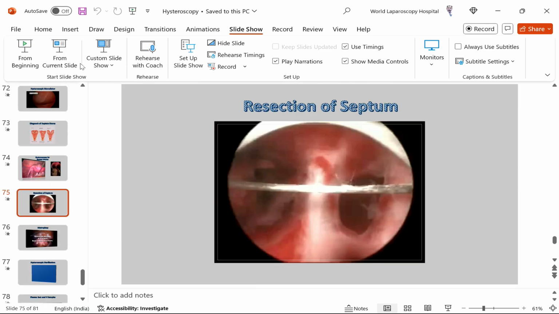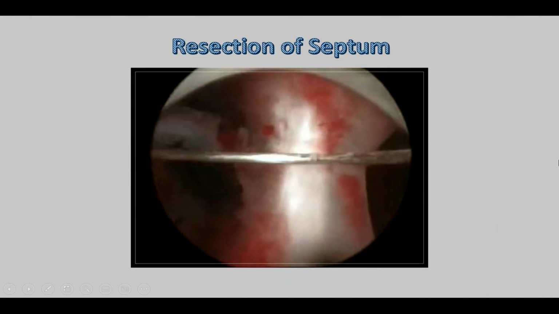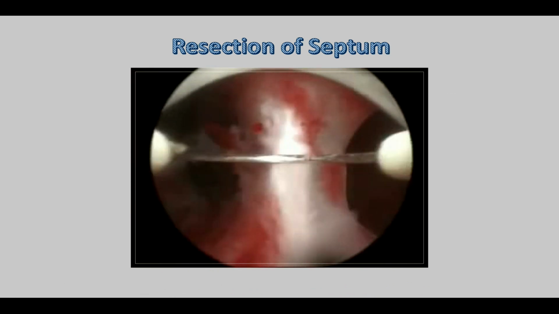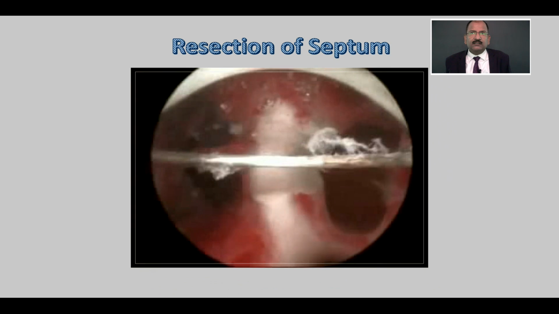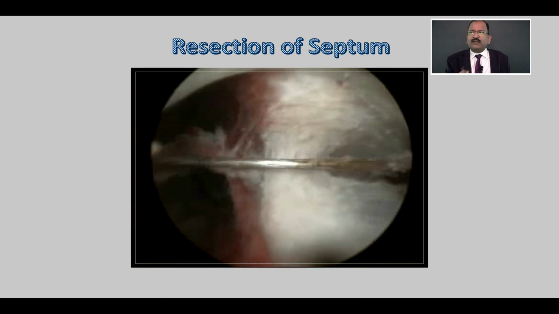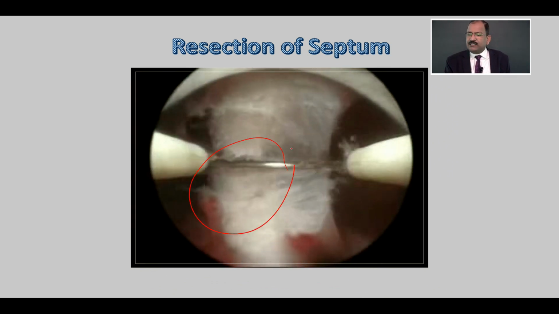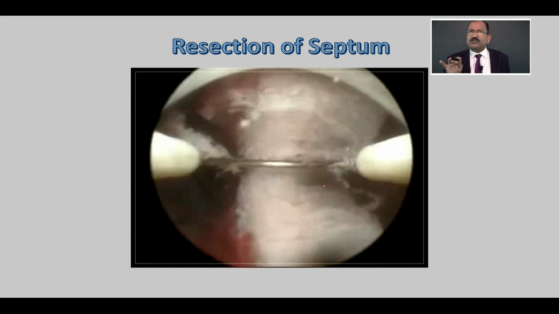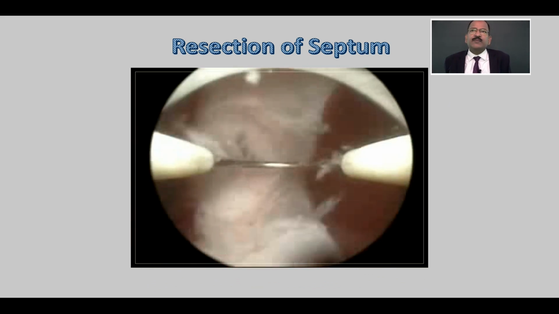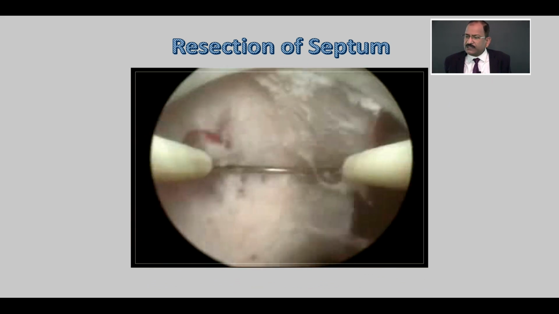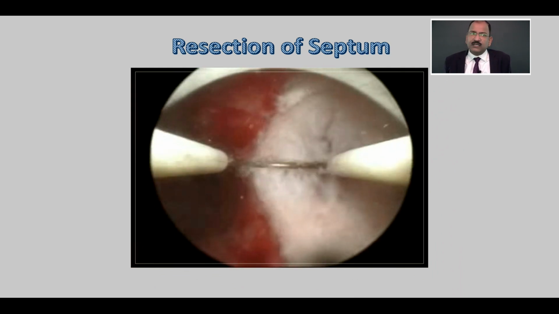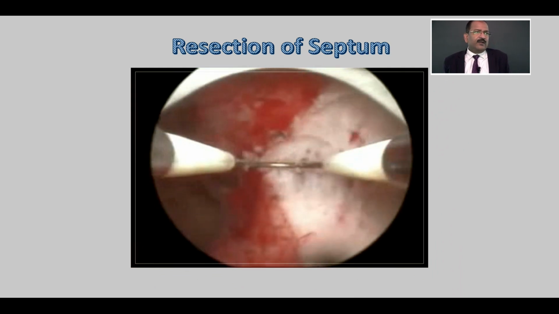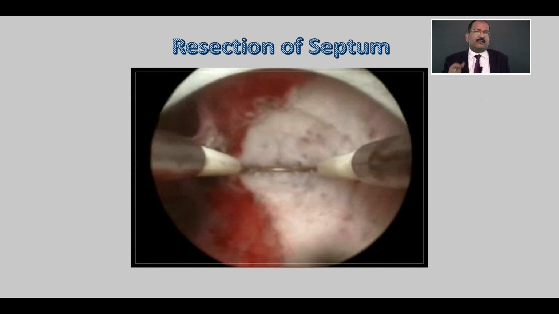There are different ways of resecting it. You can have a straight knife as well as Collins knife. This is the straight knife which is resecting. You have to just cut in the middle. Here it is brighter, brighter means nearer, and on both sides it is darker, that means deeper. Unfortunately, in septate uterus, you cannot come distal to proximal. You have to go proximal to distal.